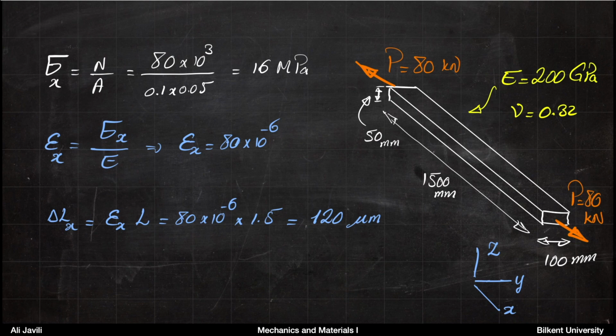Now, if you want to calculate the change of length in the x direction, that would be epsilon x times L. And then again, this is exactly the inverse of this relation, the definition of the strain in the x direction. So all you have to do, you insert the strain, and you know the initial length is 1500 millimeter, and then you get the change of length that is 120 micrometer.